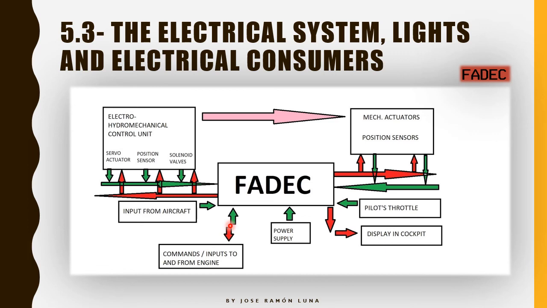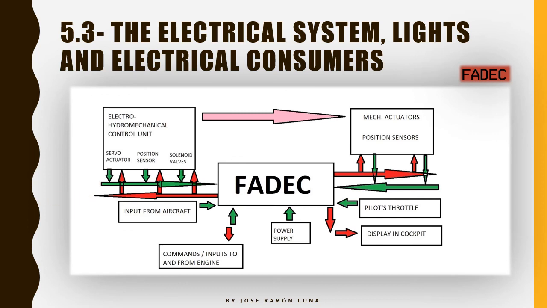So the engine is gonna give us an input. Hey, I'm getting too hot. If you don't cool me down, I'm gonna explode. And the FADEC is gonna say, okay, let's keep the RPMs down. Let's keep it down for a second. The aircraft is also gonna give the FADEC some information. Hey, the temperature is high. Hey, the temperature is low. The airspeed is high. The airspeed is low. The engine should be doing this. The engine should be doing that. And yeah, that's basically it.